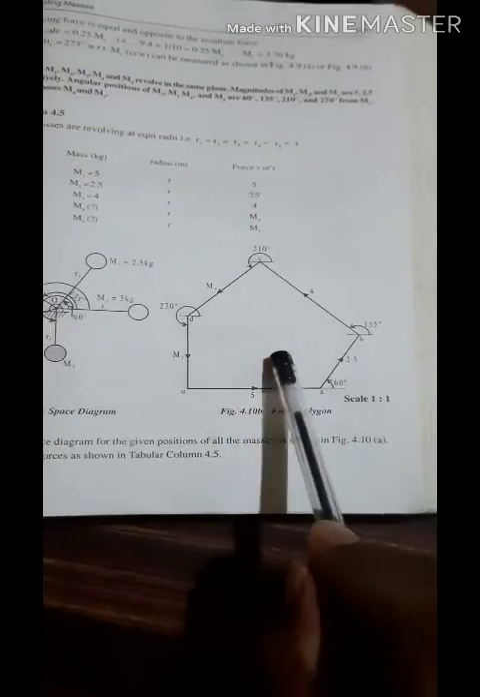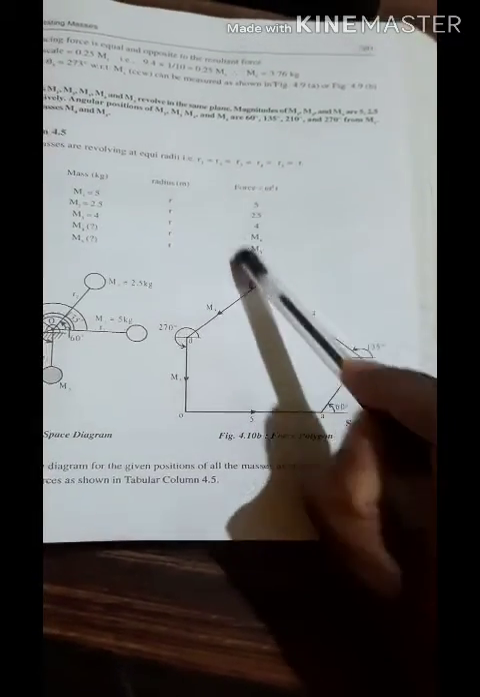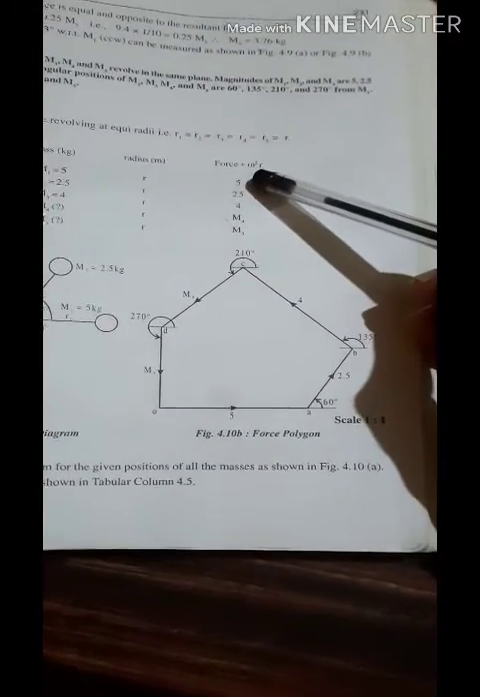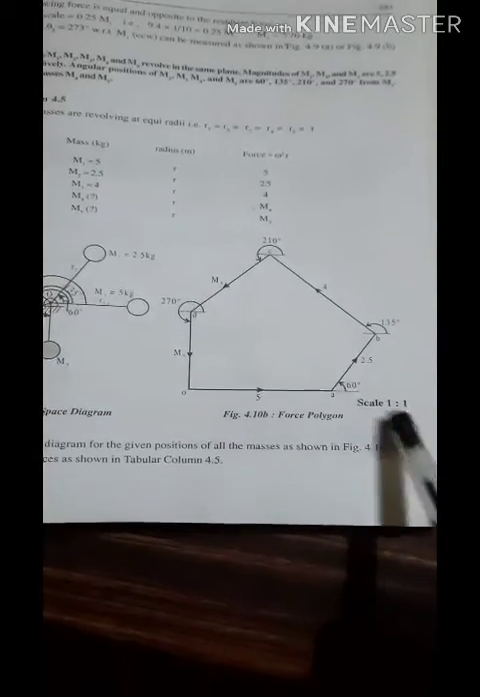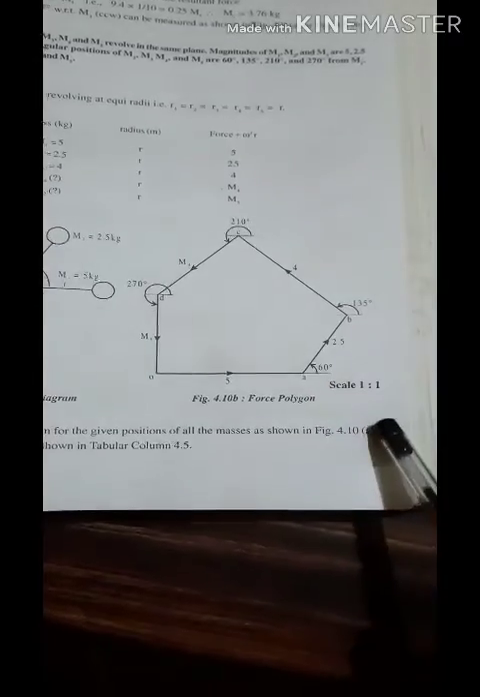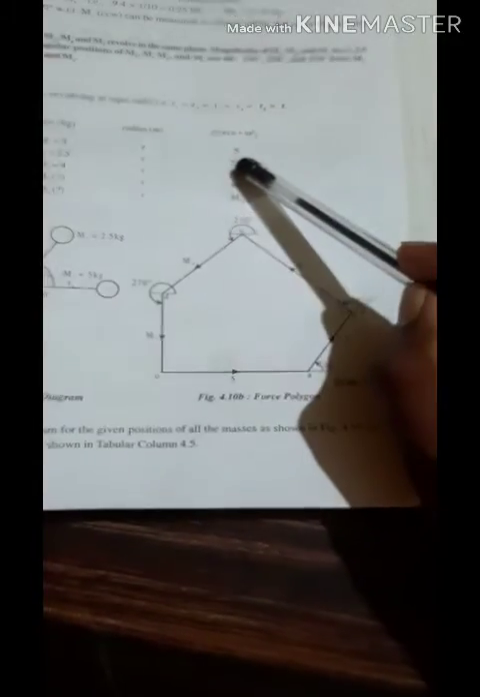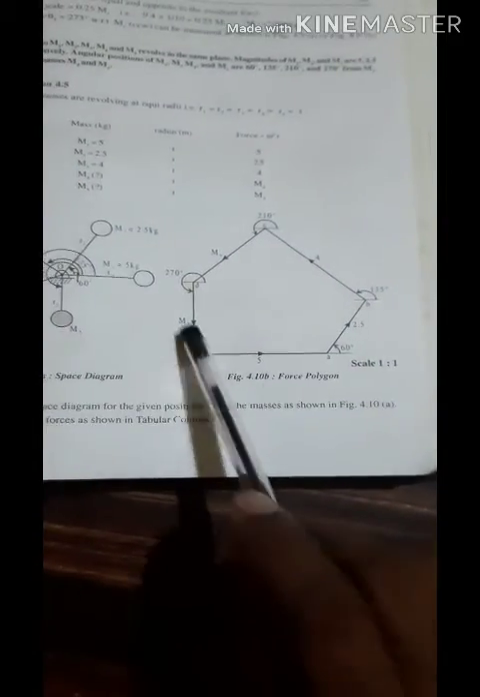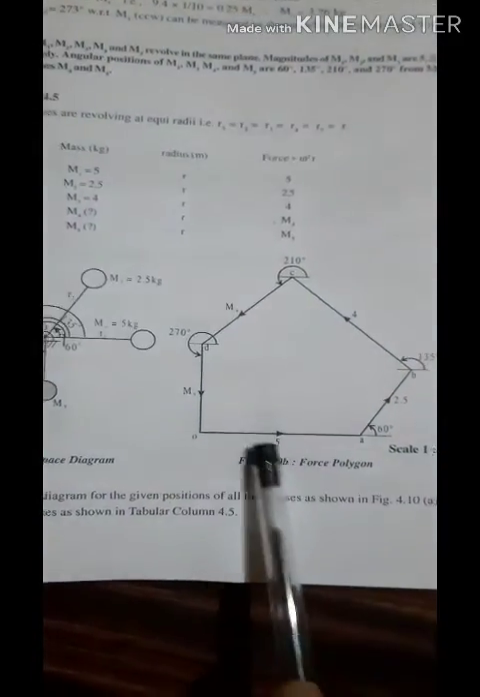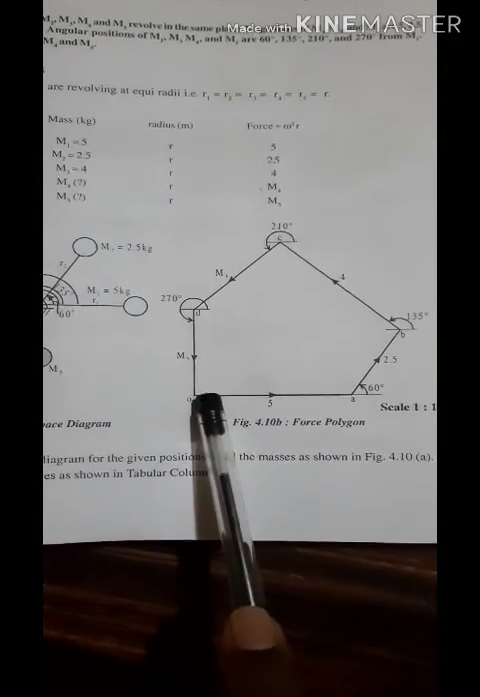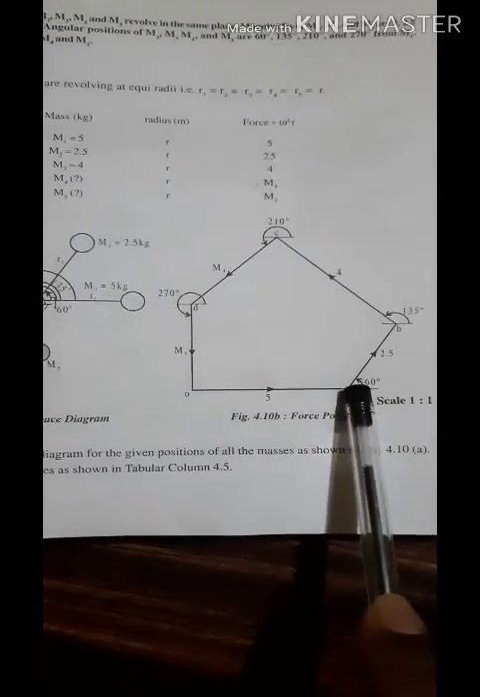Now, using this column, we will draw the force polygon. Before that, depending on these three values 5, 2.5 and 4, we'll take a scale. Since these are drawable, we can take the scale as 1:1, so 5 means 5 centimeter, 2.5 means 2.5 centimeter, and 4 means 4 centimeter. First comes mass m1, 5, at an angle of 0 degrees, or horizontal. Draw O to A, 5 centimeter.